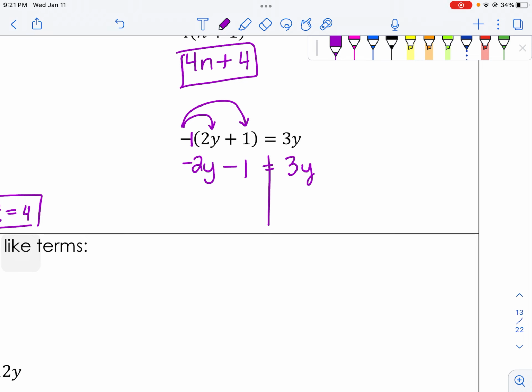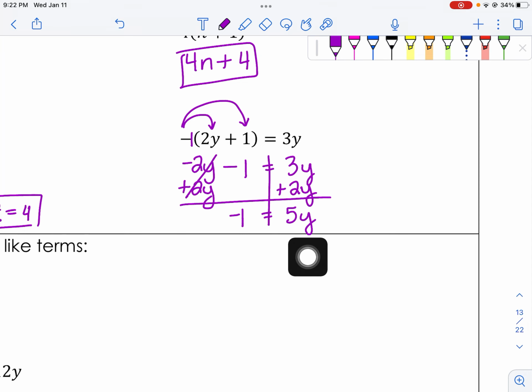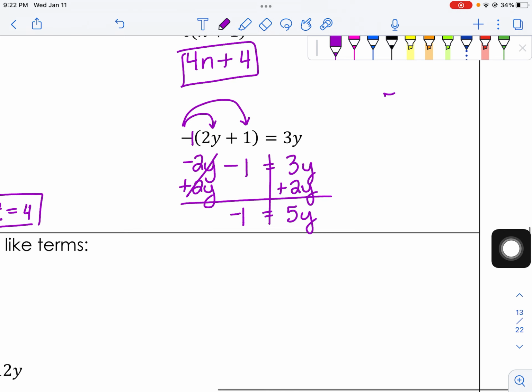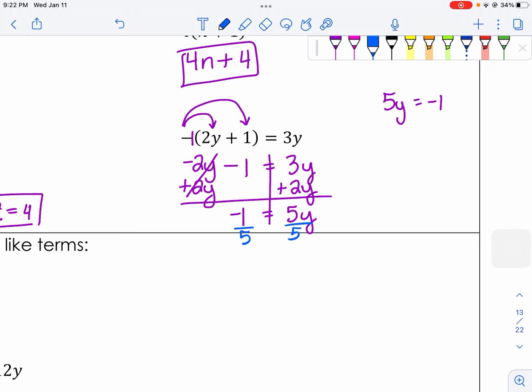So I have a -2y. The inverse of -2y would be plus 2y. I'm going to do that to both sides instead. And then -2y plus 2y is 0, and I get -1 equals 3 plus 2, which would be 5y's. So then I'm trying to solve for y. This is the same thing as 5y equals -1. And so we're going to need to divide by 5 on both sides.